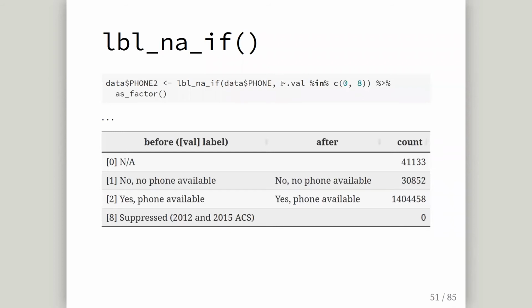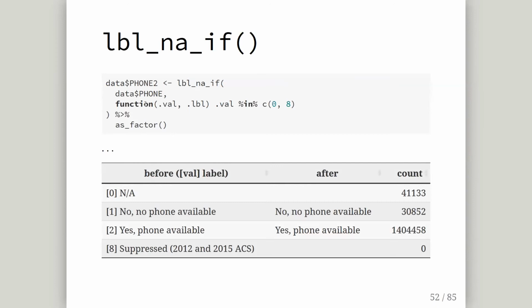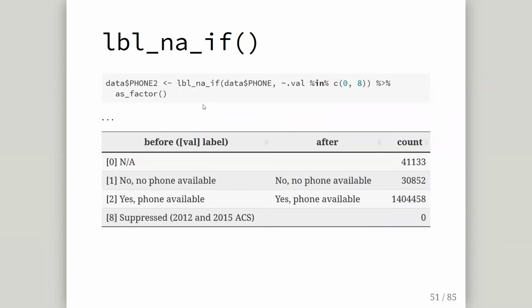So if you're unfamiliar with this anonymous function syntax that uses the tilde, this little squiggly line, basically this is the same as this. So it's saying apply a function of .val and .label to this variable and return whether the value is in 0 or 8. So it will return a value of true for those values that are 0 or 8. So this is just another way of putting that, but this is more concise, and I think it's worth it. Once you get used to it, it'll be a lot quicker way to write your code.